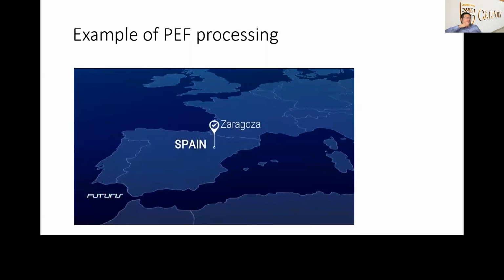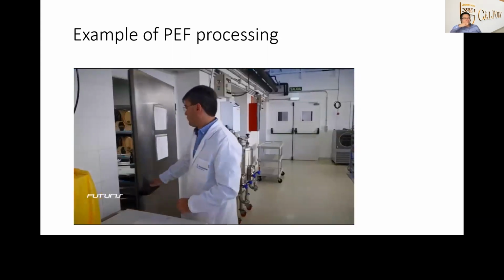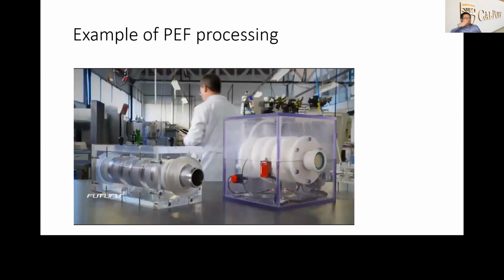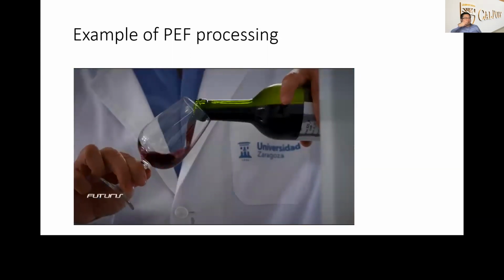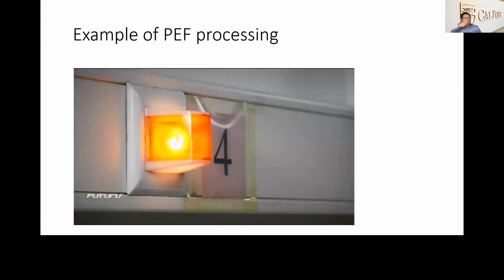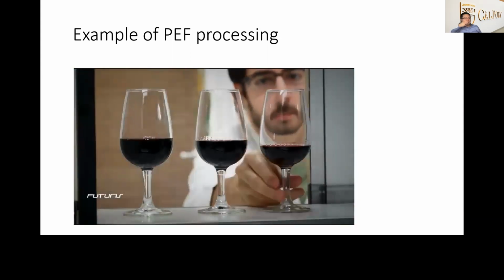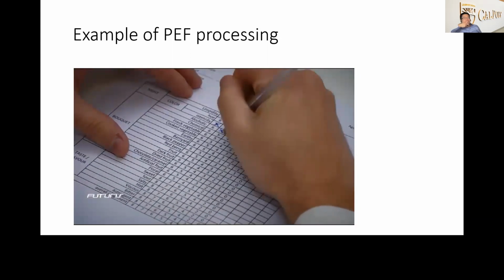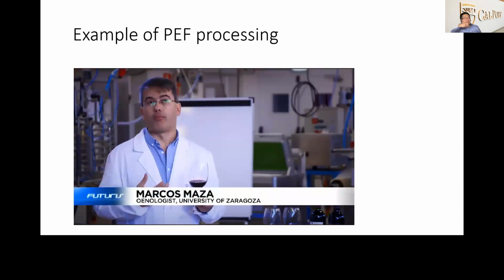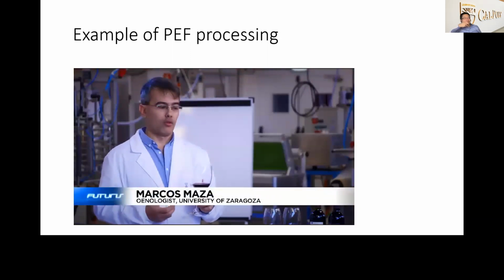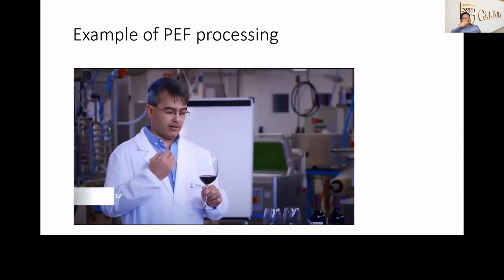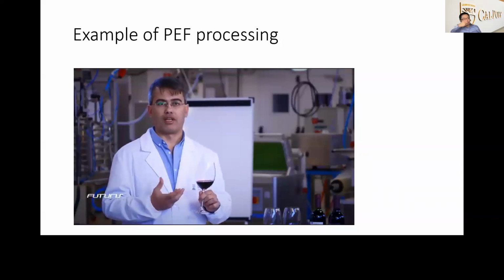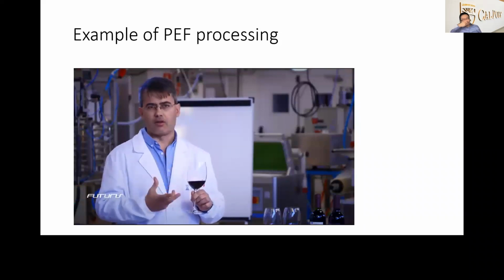PEF isn't just about apples. This lab at the University of Zaragoza produces red wine from grapes processed with PEF. By creating pores in their skin cells, PEF shortens maceration time without affecting the taste. There's a change in polyphenols. For that reason, you can see that the wine processed with PEF has deeper color, has more polyphenols than non-processed wine.